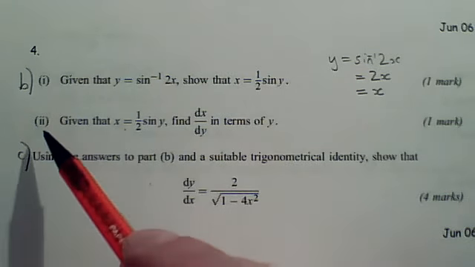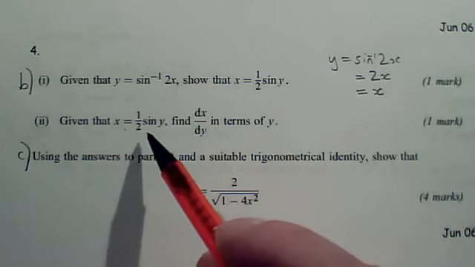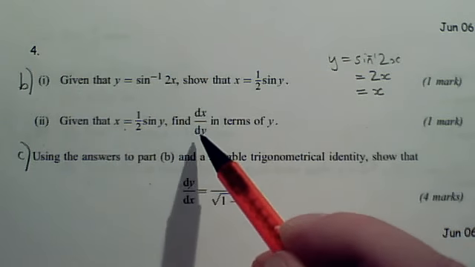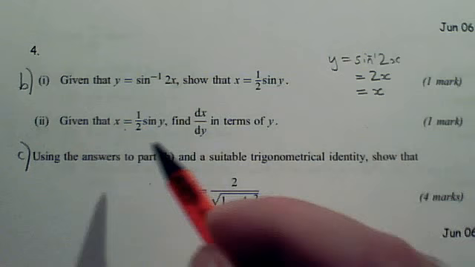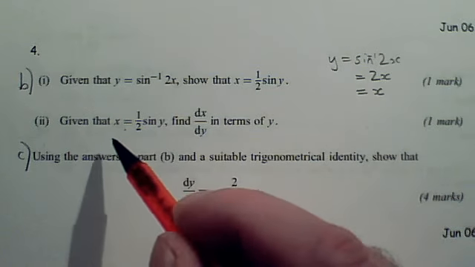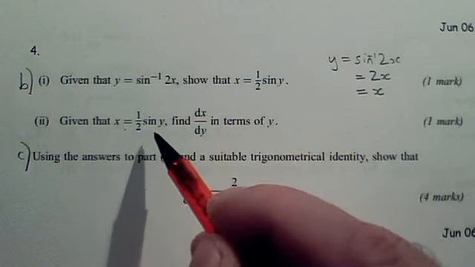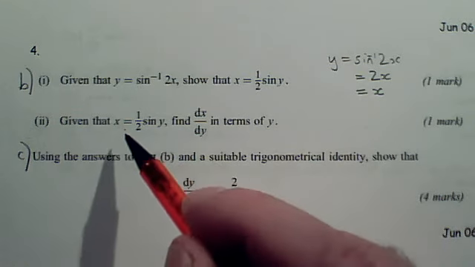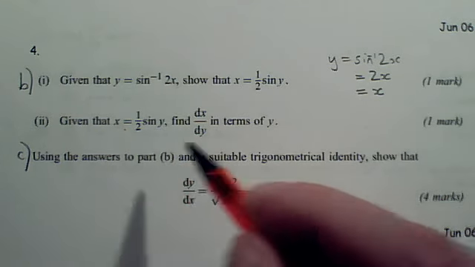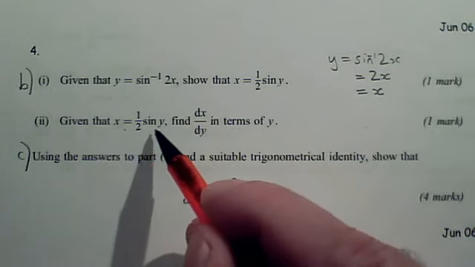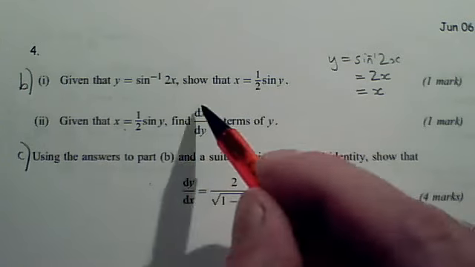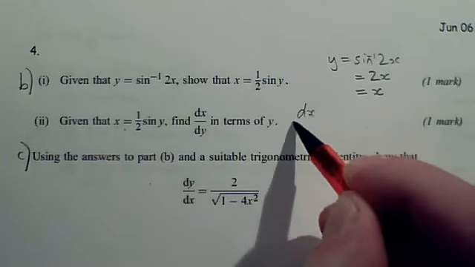In part B, we've got x in terms of y, and we've got to get dx by dy in terms of y. So this is just ordinary differentiation. You don't need any fancy rules, that's why it's only 1 mark. But x is an easy subject of y rather than y being a function of x. You just apply the normal rule for differentiating a sine, and of course the answer is dx by dy, not dy by dx.